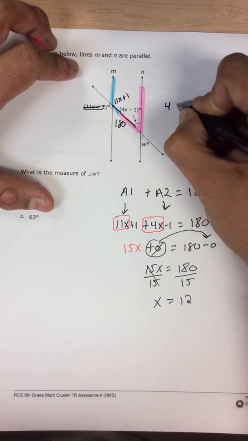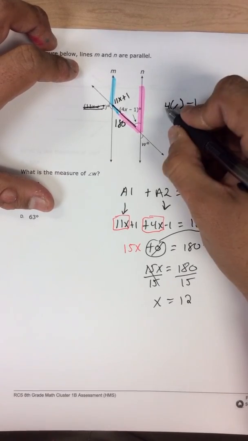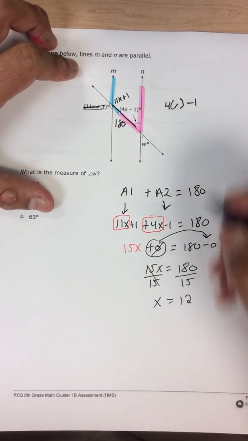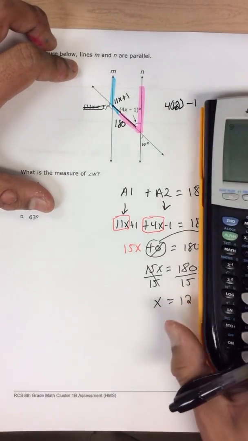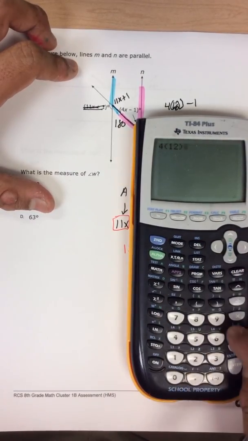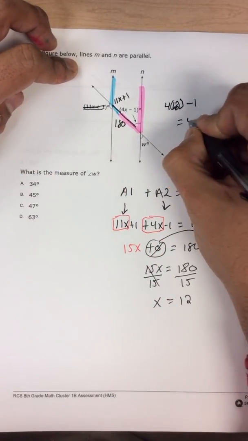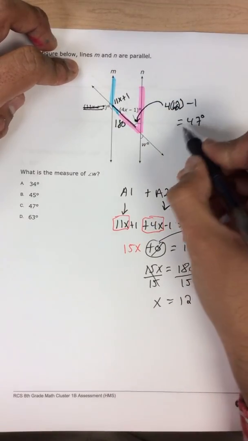So instead of an X, I'm going to put parentheses. Okay, so 4 parentheses minus 1. So that means 12, which is the X value, will go into those parentheses. So now, if you type that in exactly how it looks, 4 parentheses 12 minus 1, I end up with 47. So 47 is this angle right here.